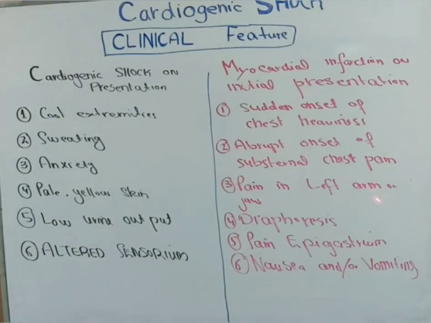There may be pain in the left arm or the jaw, or this pain and heaviness can be radiating towards the left arm and the jaw. There may be extreme sweating or diaphoresis. Sometimes inferior wall MI presents with epigastric pain, and these patients may have nausea and vomiting. But elderly and women patients have very atypical symptoms, like shortness of breath.